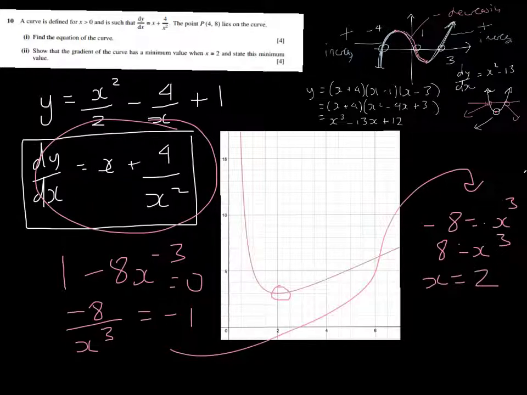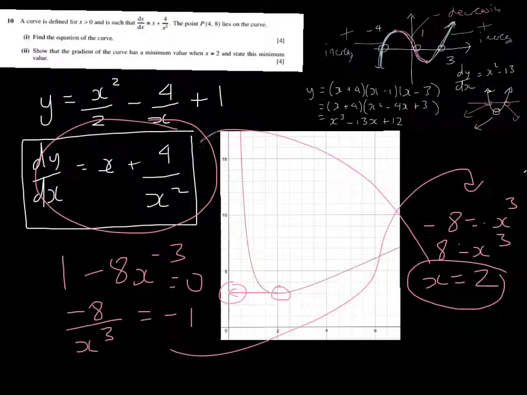When they ask you for the minimum value, they're asking you for the minimum value of the gradient. So what is the value of the gradient at that point? You would take your x equals 2 value and put it back into this equation here. When I substitute x back into that equation, the gradient at that point is 2 plus 4 over 4 squared, which is 1. So the gradient is 3, which you can see on my graph. That does line up with 3 on the y-axis.